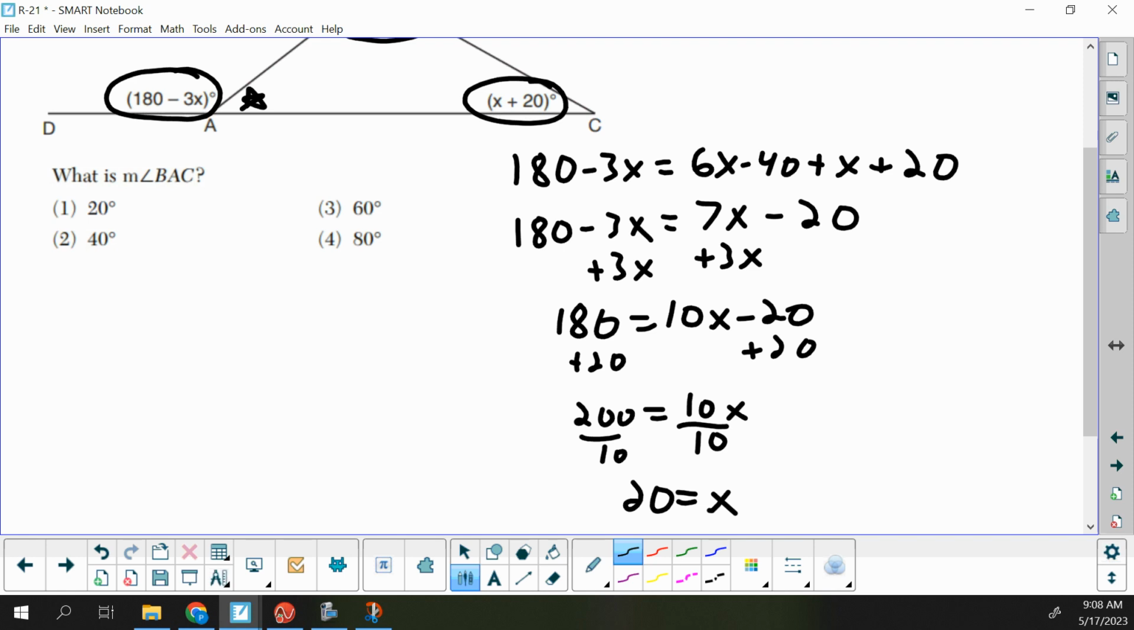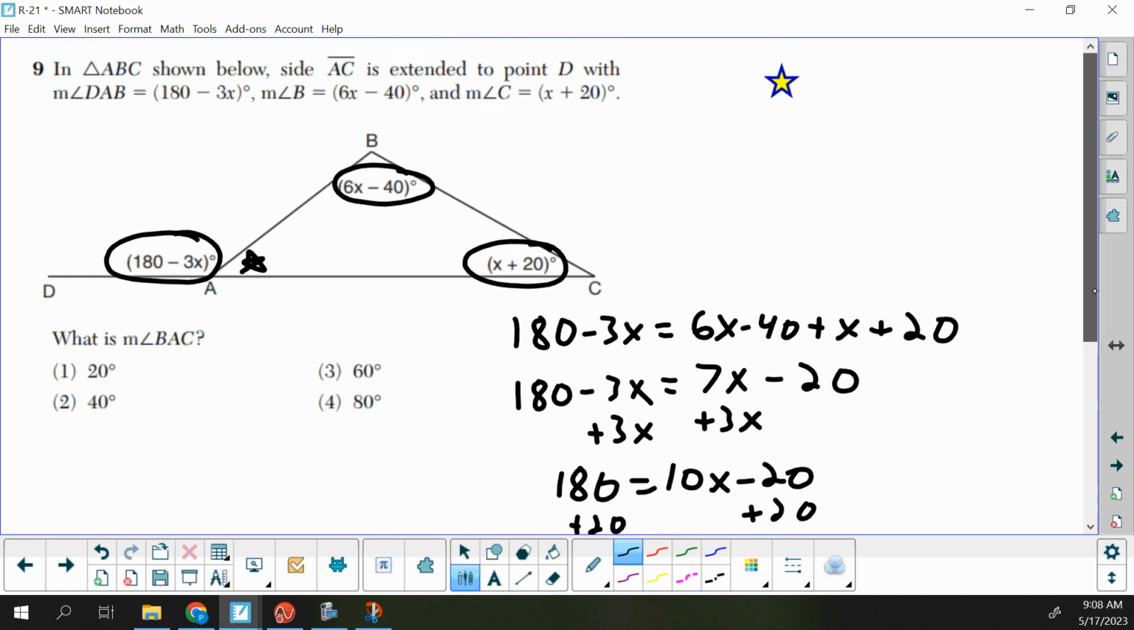Always, always, always on this test, do not circle an answer immediately when you solve for a variable. Always reread the question. They did not want us to find x. We want to know that starred angle BAC. So let's take that 20. Let's sub it in here. We're going to have 180 minus 3 times 20. That'll end up giving us 120.